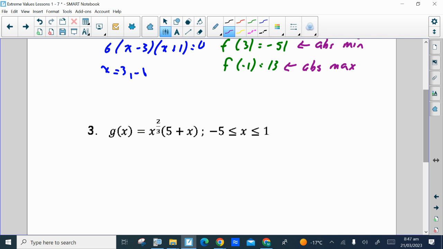Okay, for number 3, I would probably start by multiplying that out, and then we won't have to use the product rule to differentiate. So g at x would be 5x to the 2/3 plus, and when you multiply x to the 2/3 times x to the 1, that x to the 1 would be 3/3. So 2/3 plus 3/3 is 5/3.